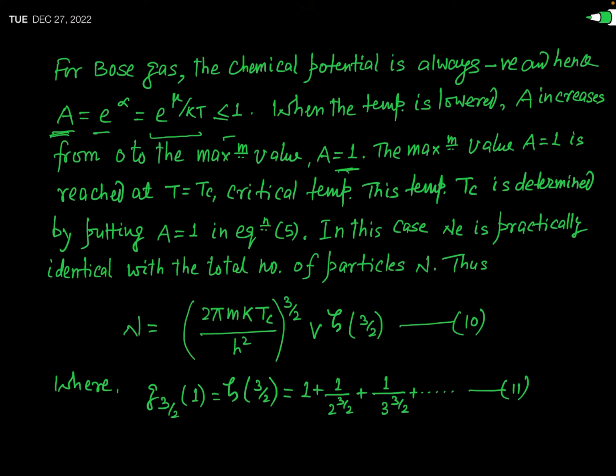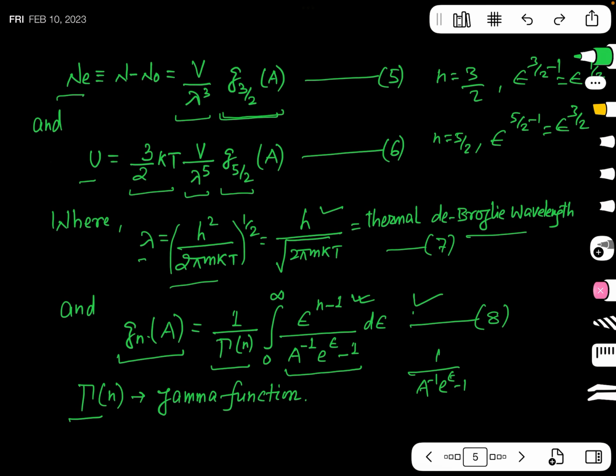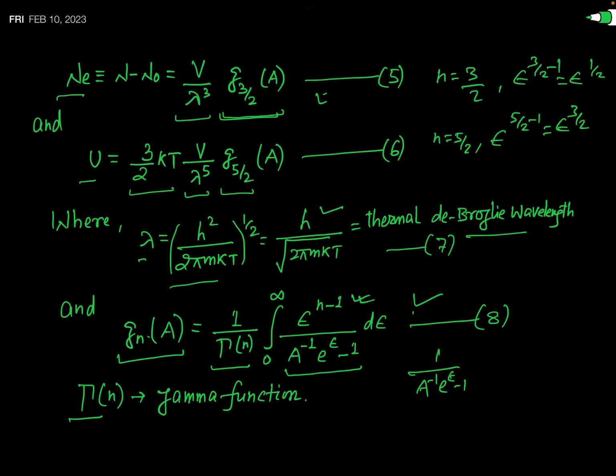So I have mentioned it here. You can see that the maximum value A equal to 1 is reached at T equal to Tc, which is called the critical temperature. Now, if you want to find the value of this critical temperature Tc, then you can use this equation 5, which you have learnt earlier. Actually, by the use of this equation 5, we can find the value of Tc, and for this you will have to put A equal to 1.